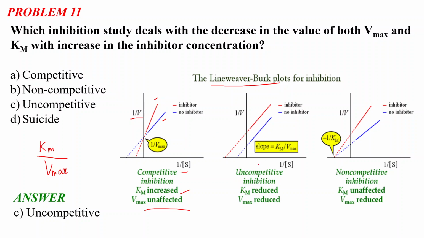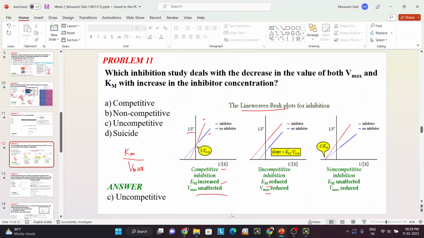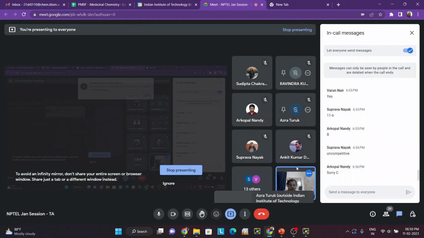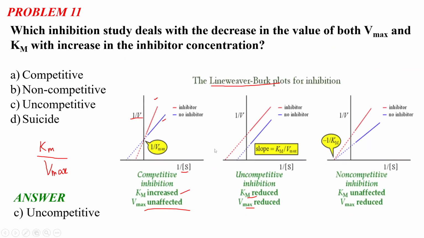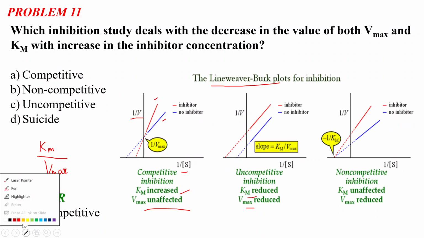Now let us come to the uncompetitive inhibition. In uncompetitive inhibition, both the values of Km and Vmax are reduced. So what will happen if both values are reduced? The numerator and denominator both will be reduced and the slope will be the same. As you can see, the slopes of these two lines are the same.